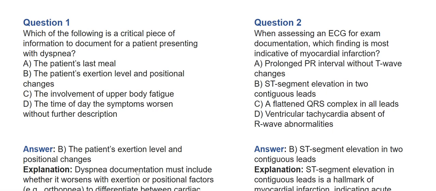As for dyspnea, documentation must include whether it worsens with exertion or positional factors, for example, orthopnea, to differentiate between cardiac causes like congestive heart failure, CHF, or pulmonary conditions like COPD or asthma.